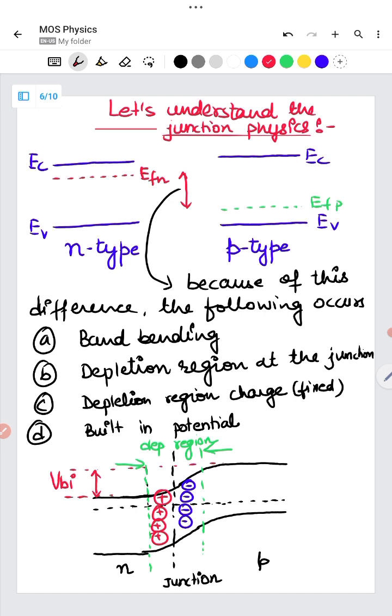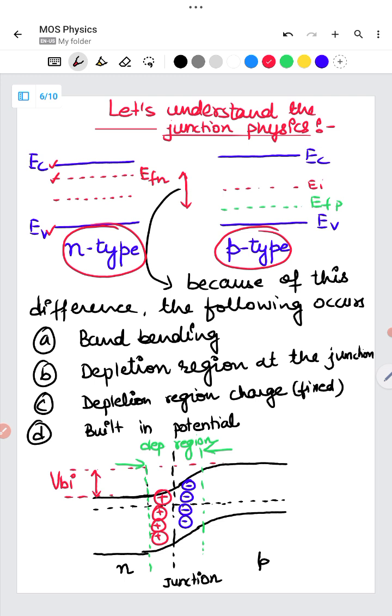Here I am considering a junction between an N-type semiconductor and a p-type semiconductor. So these are the band diagrams of N-type and p-type. In N-type, let's say this is the valence band, you have a conduction band, and you have an extrinsic Fermi level position, which could be with respect to EI, the intrinsic Fermi level.